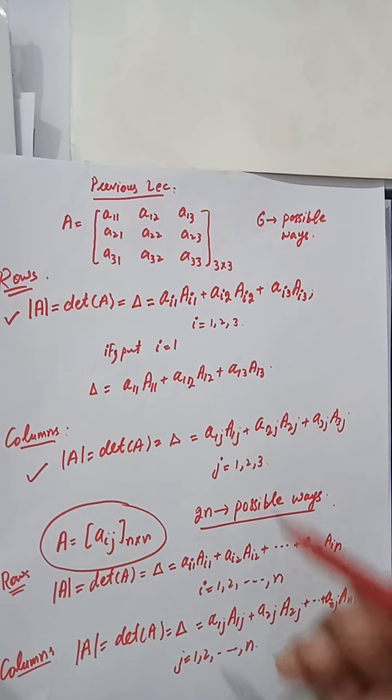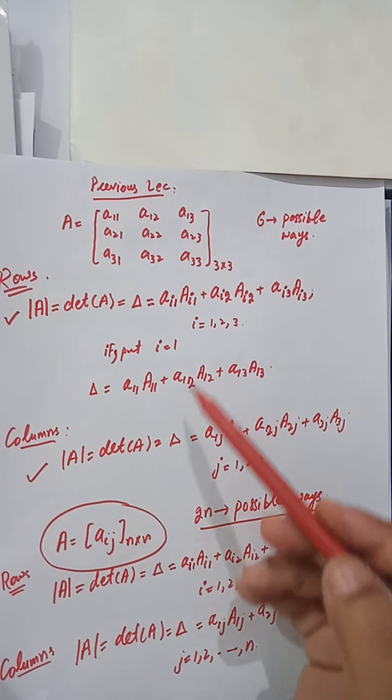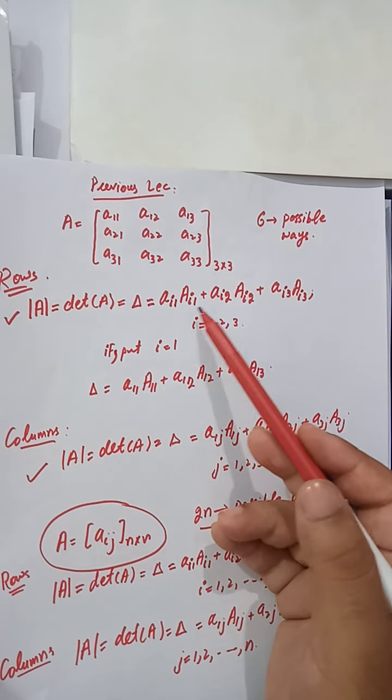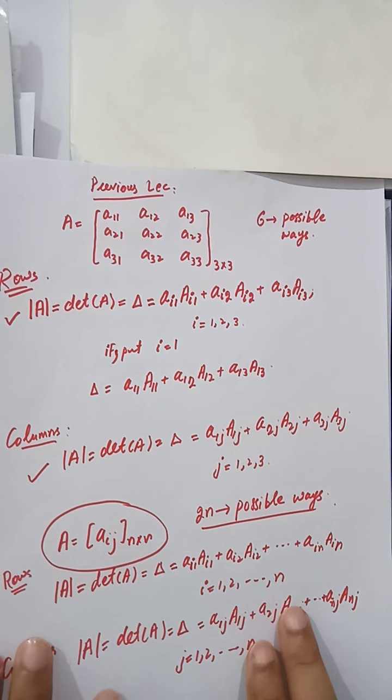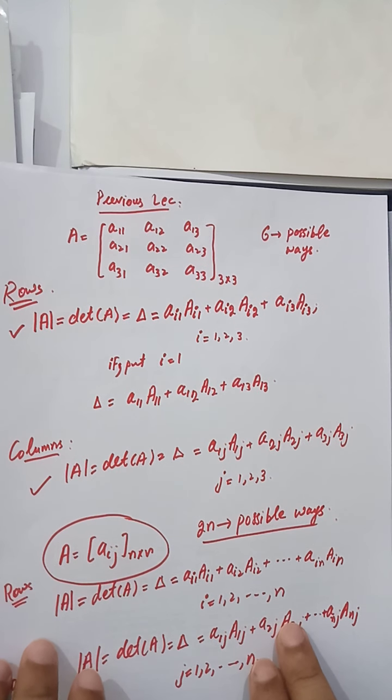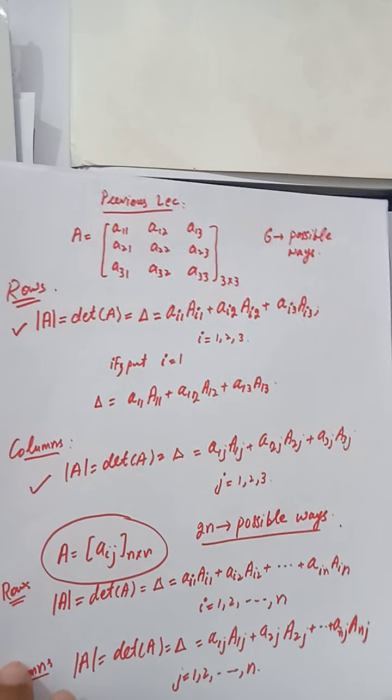In these formulas, the capital A1j or capital Aij are the cofactors of the elements. The small aij are the elements of the matrix, and the capital Aij is the cofactor, and a cofactor is also a number. We discussed it in the previous video lecture. But you see that when you find the determinant using these formulas, it becomes difficult. It involves too much calculation.